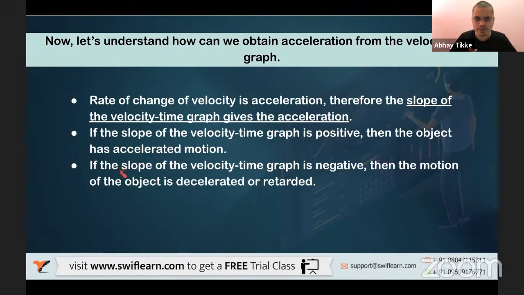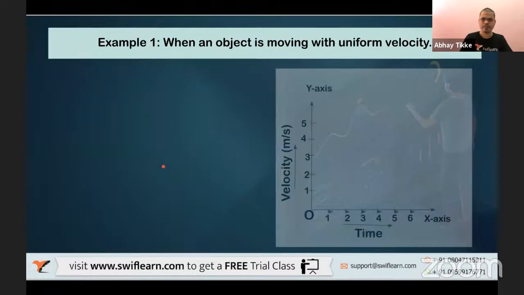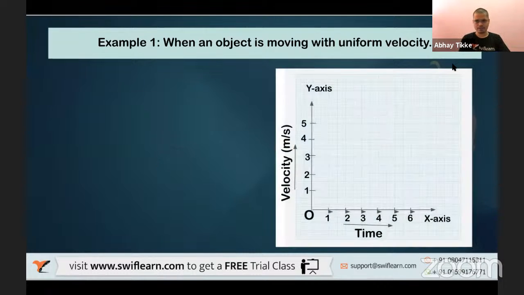You see this second and third point, that's what it says, right? Accelerated means slope is positive. Which slope? Velocity time graph. Okay, time is along x-axis, velocity is along y-axis. And deceleration means what? Slope is negative. That is slope of velocity time graph. Okay. For better understanding, let's take different examples. Okay, let us discuss now few examples.